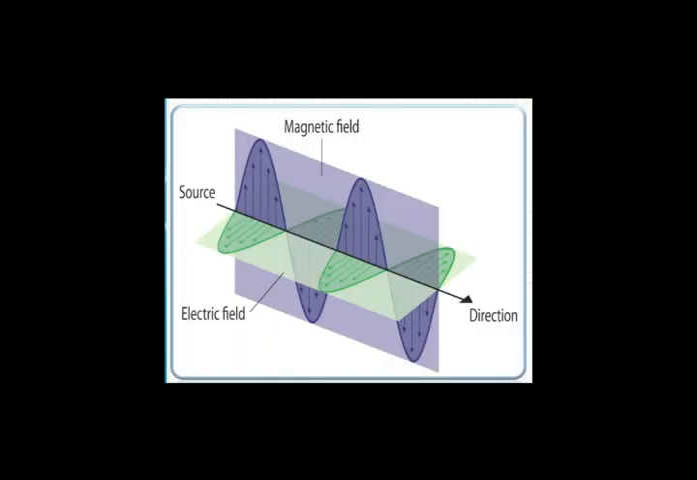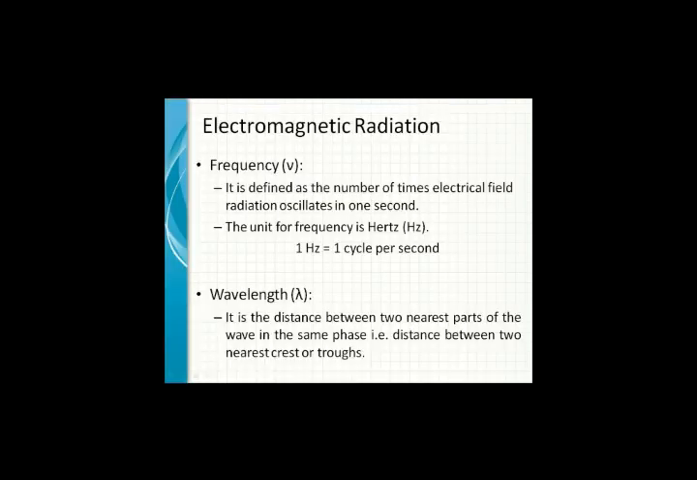This is the diagram of electromagnetic radiation. The source, which is in the vibrating mode, forms the electric field. Electric means the flow of current from one end to another end, and the magnetic property is the vibration of the molecule, and this is the direction.